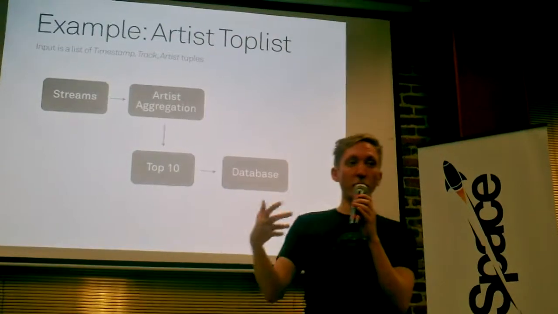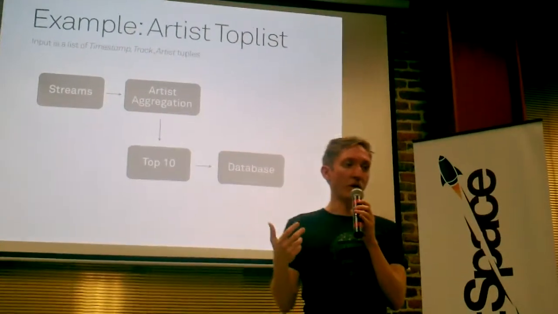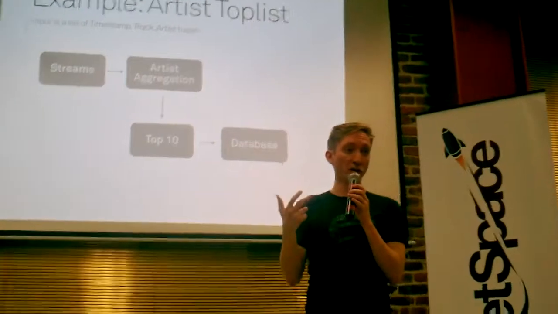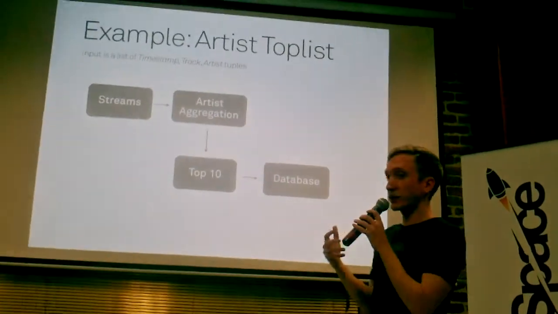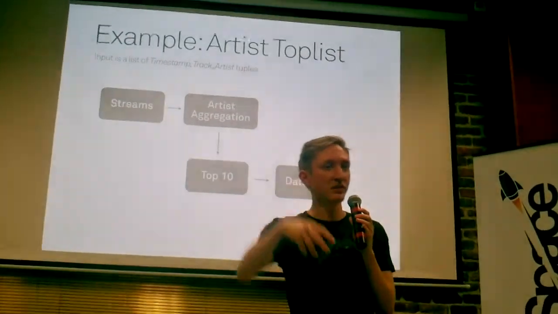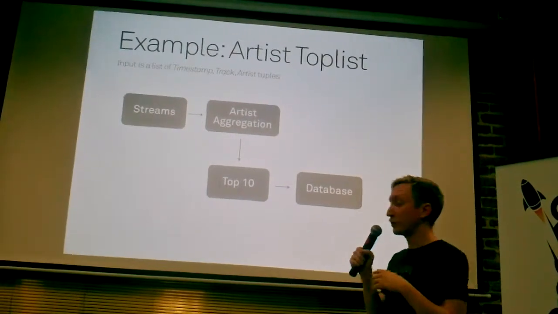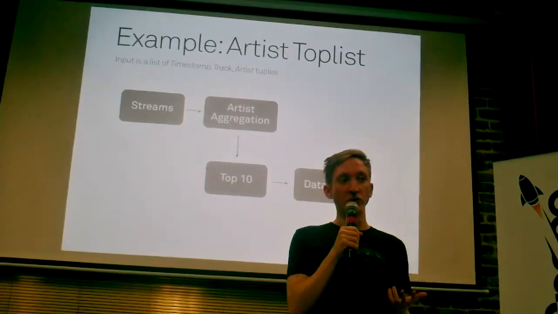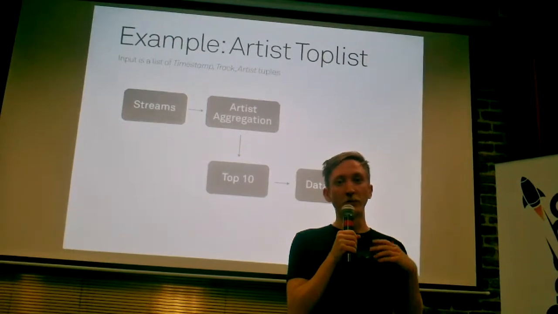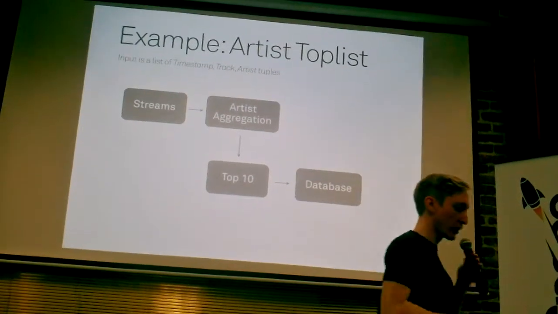From this, in the next step, we would create an aggregate of how many streams we have per artist. And after that, we can possibly just select the top 10 artists for a specific time period and output that into a database, which would then be used to serve clients where people request top lists, for example.